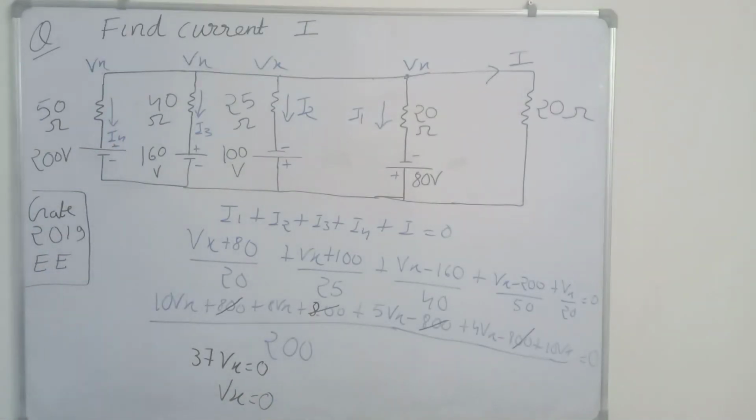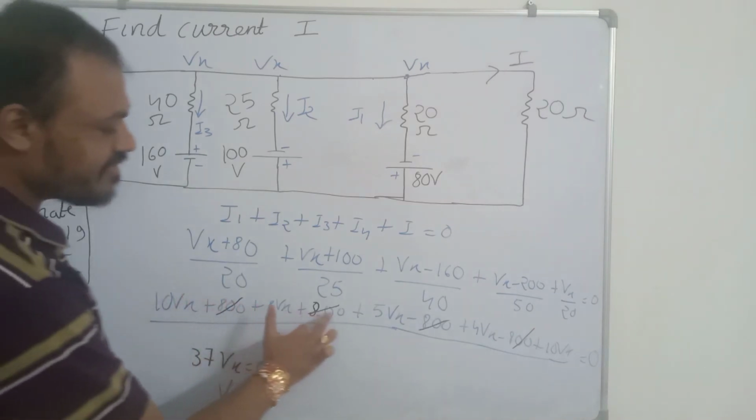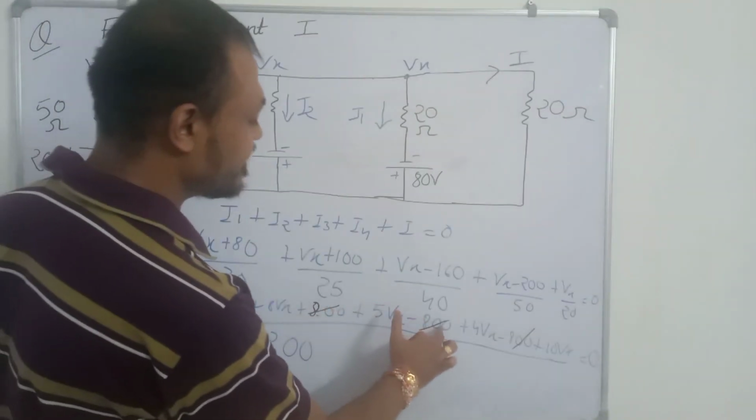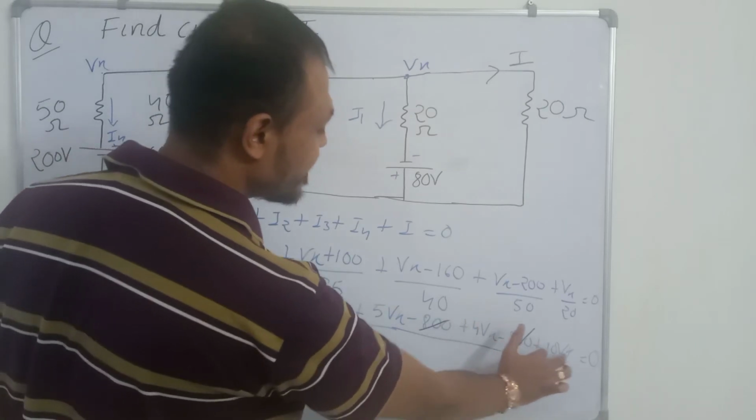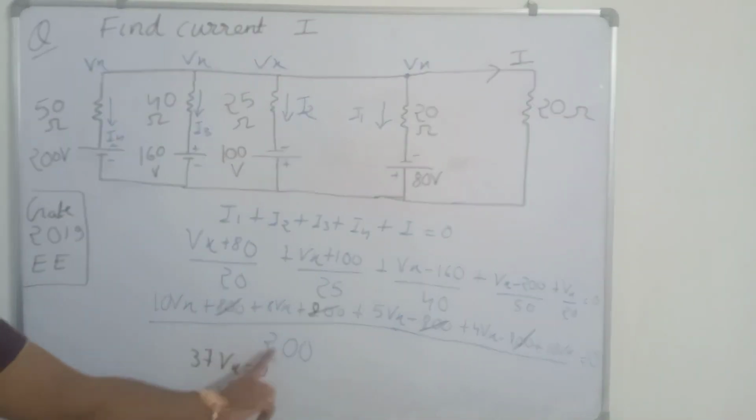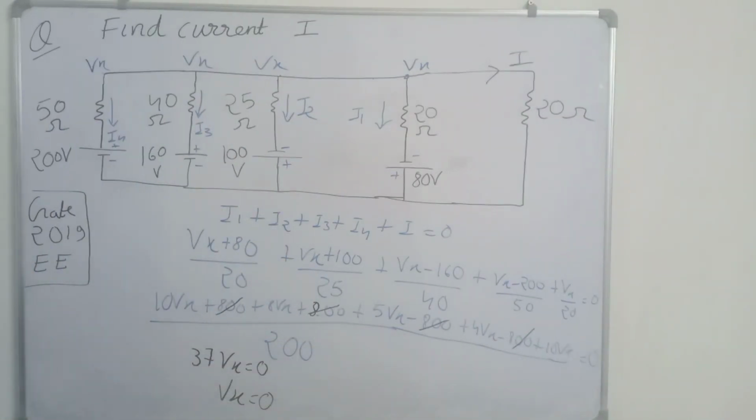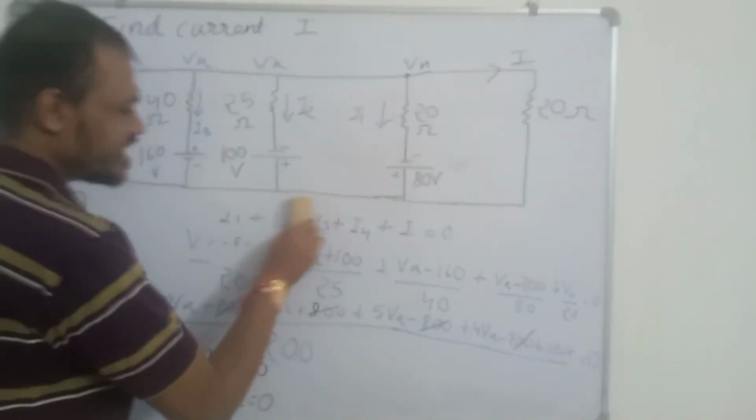So the value of voltage Vx is 0. So the value of current I is given by Vx upon 20. Because this was 10 Vx plus 800 plus 8 Vx plus 800 plus 5 Vx minus 800 plus 4 Vx minus 800 plus 10 Vx, upon 200, is equal to 0. So 37 Vx equal to 0, or Vx equal to 0.